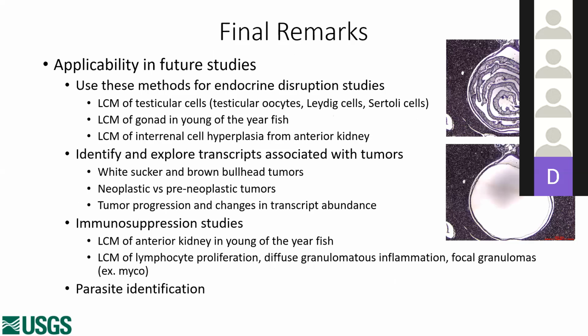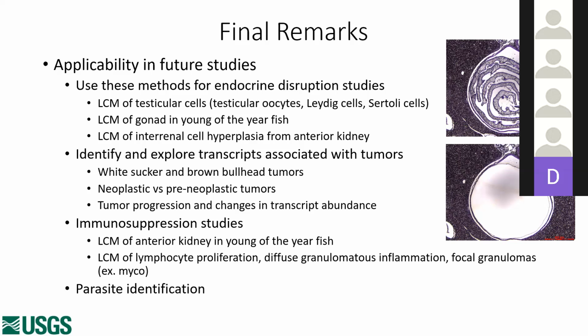So just some final remarks on how these methods could be used in future studies and some of the things that we're planning on using it for. You can use it for endocrine disruption studies. As I mentioned, we use smallmouth bass quite often, so we're interested in trying to understand more about intersex in male fish. So we could do LCM of testicular cells, such as testicular oocytes, Leydig cells, or Sertoli cells. It would be kind of neat to know which cells are actually becoming testicular oocytes.